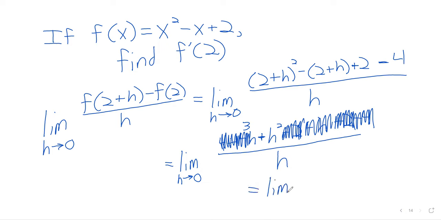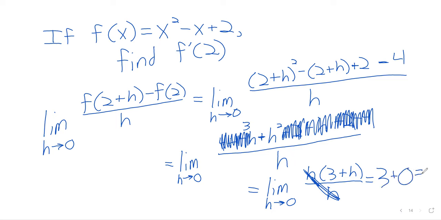Let's see if we can finish this up on this frame. It's the limit as h goes to 0. We pull an h out of the top, that lets us cancel the h's in the top and the h's in the bottom. And now we can use continuity. 3 plus 0 is 3. And is that what I was expecting? That is what I was expecting. The instantaneous rate of change at 2 is 3.